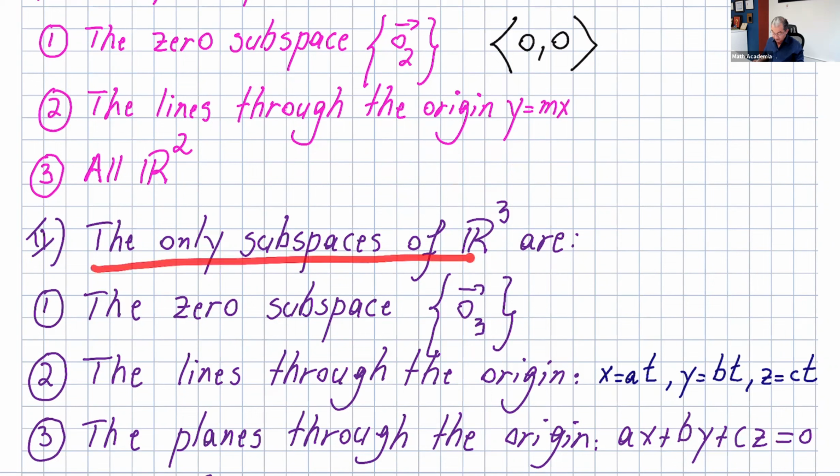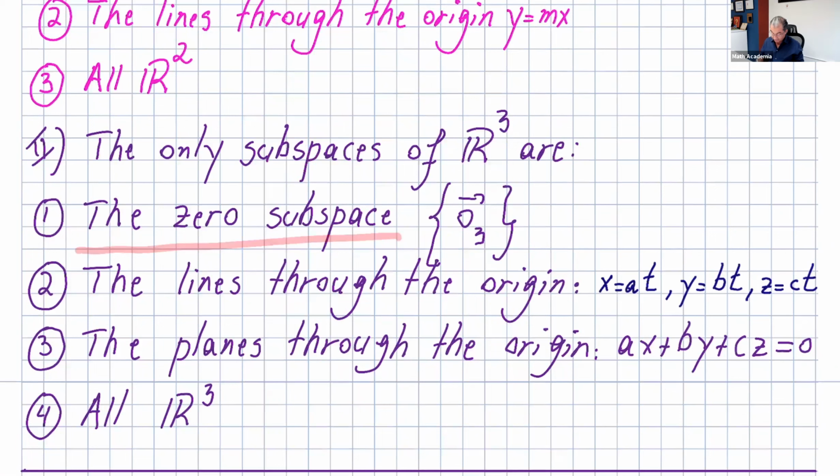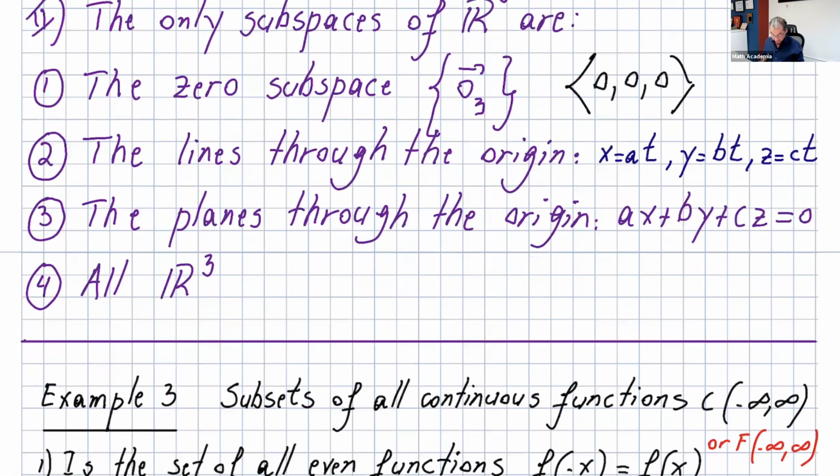The only subspaces of R3. So we have the 0 subspace. Again, if you write that vector, it's going to be (0, 0, 0), so that's a subspace of R3. For the line through the origin, the way you can show that is to say x equals at, y equals bt, and z equals ct. These are the parametric equations of a line. So write your vector and then try the two axioms, addition and scalar multiplication.